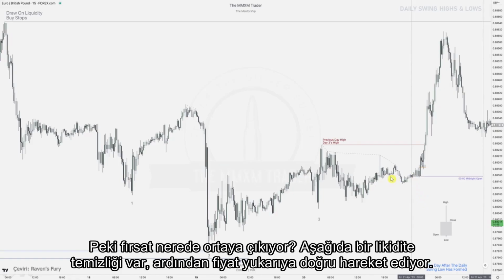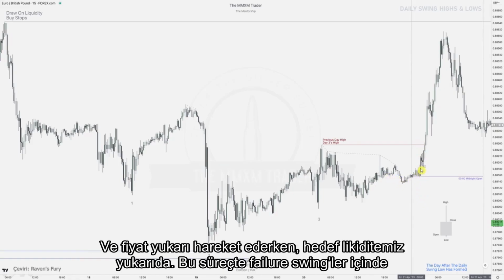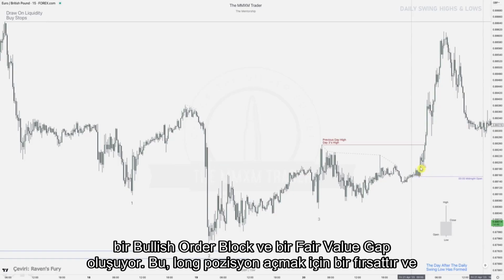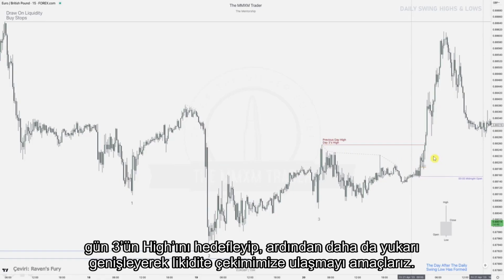So where does the opportunity lie? We've got that liquidity raid down here, then price moves up, and in the process of moving up, we have our drawn liquidity up here. In those failure swings, we form a bullish order block and a fair value gap. So this is an opportunity to go long and aim for that high on day number 3, and eventually expanding up higher, going to our drawn liquidity.